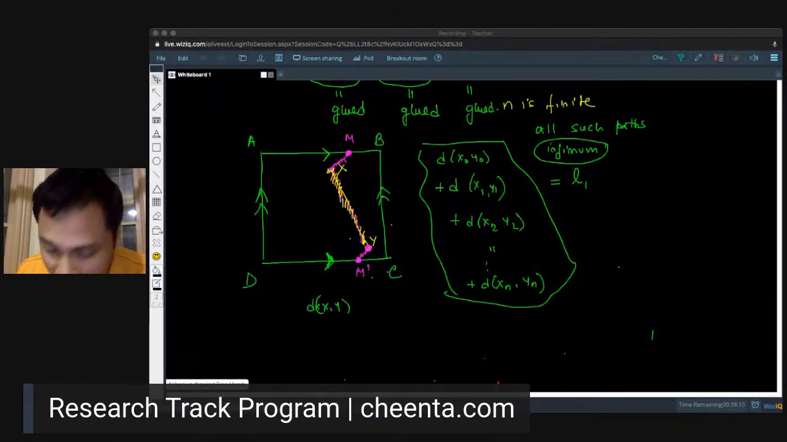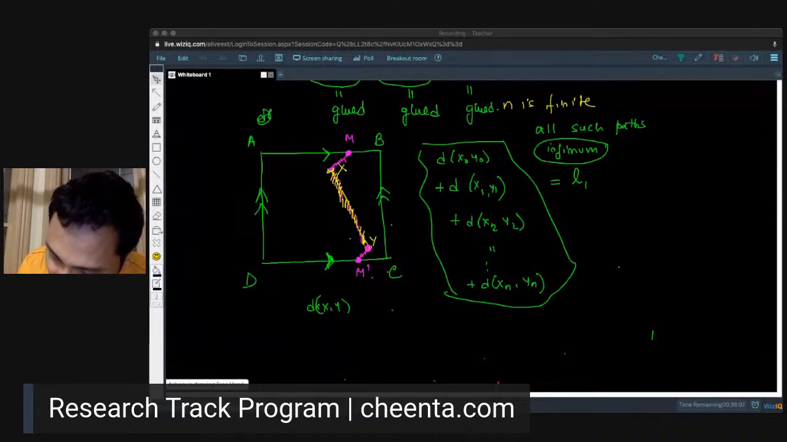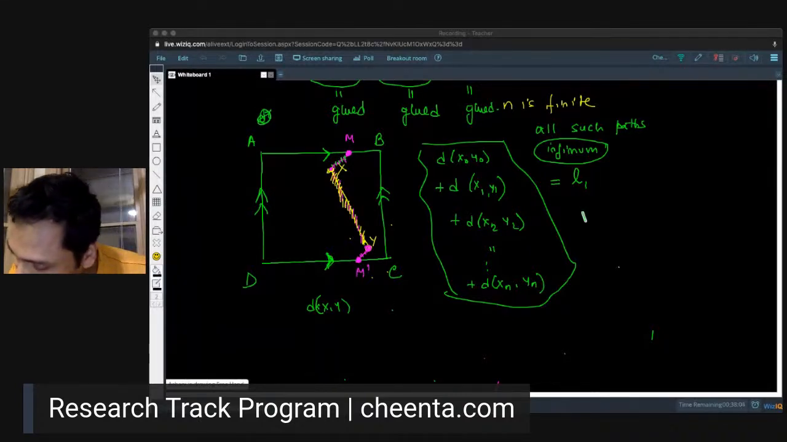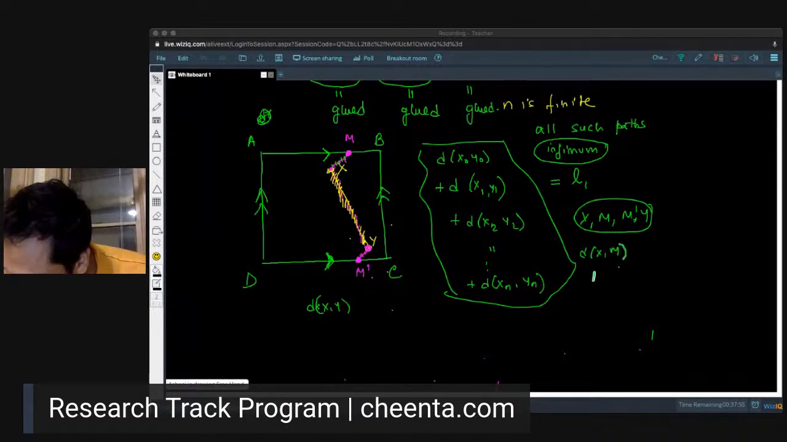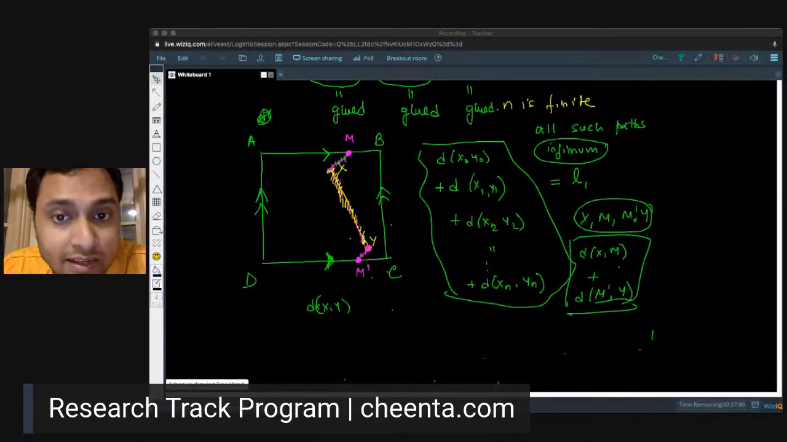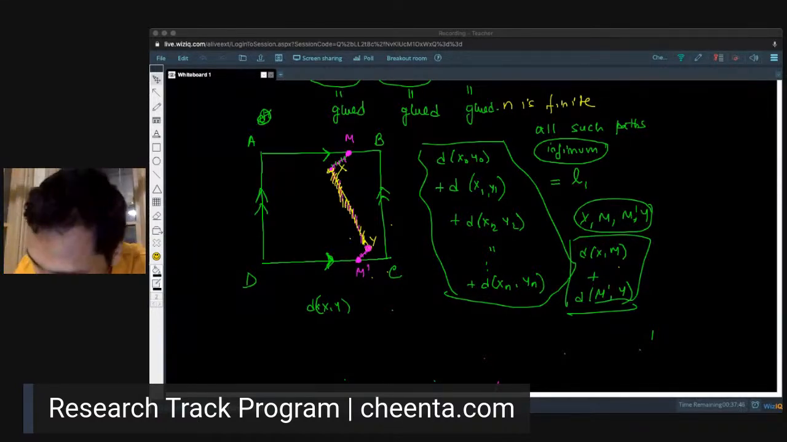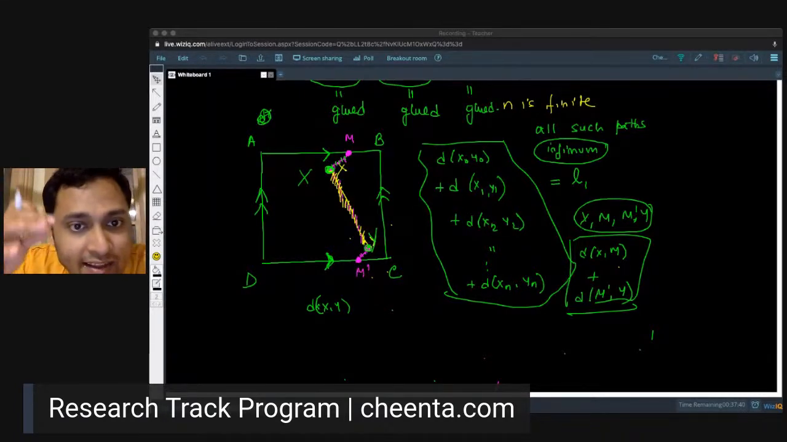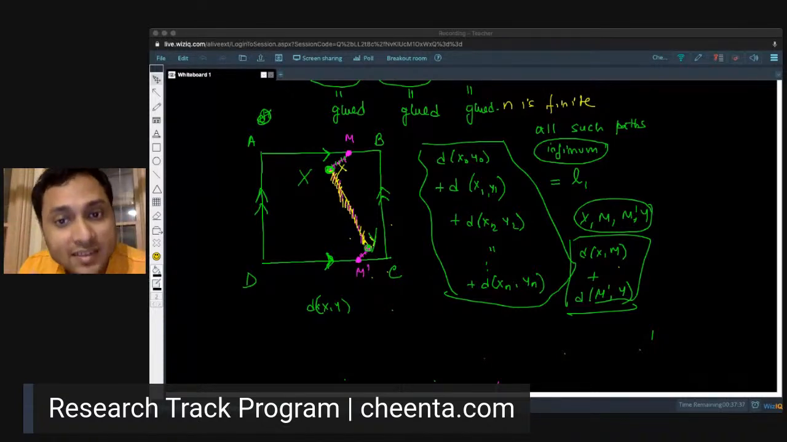So for example, in this picture, I could take x to M, and M prime to y. So I have d(x,M) plus d(M prime,y). This is my discrete walk in this particular case. Here you have x, here you have y. So these two things together give you the discrete walk. This is one of the discrete walks. This is not all of them. This is just one.